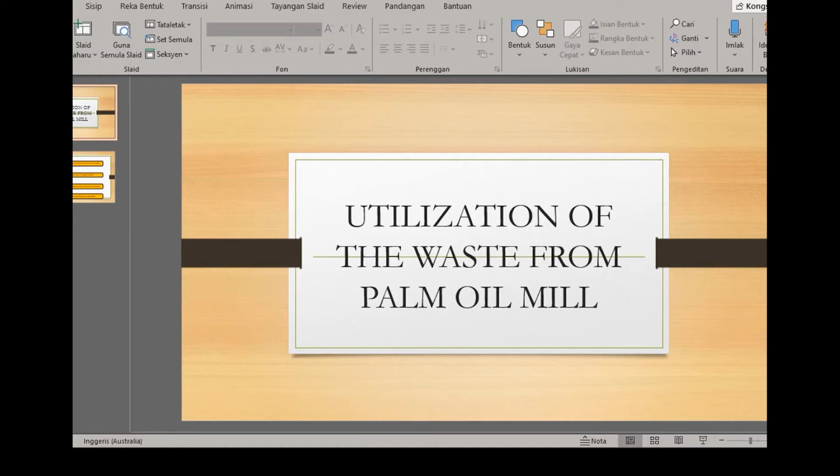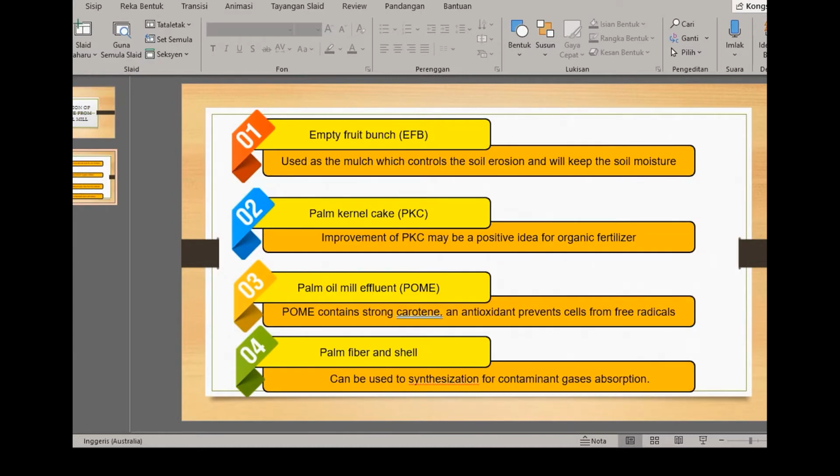Utilization of the waste from palm oil mill. First, empty fruit bunch, EFB. Empty fruit bunch is usually used as mulch, which controls soil erosion and keeps the soil moisture. Next, palm kernel cake, PKC. The improvement of PKC may be a positive idea for organic fertilizer.